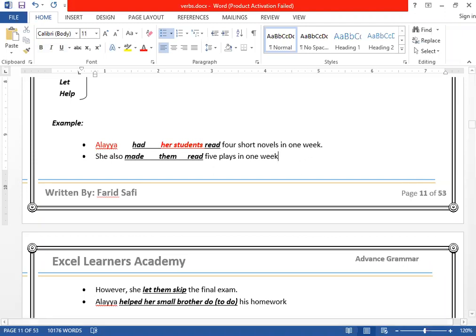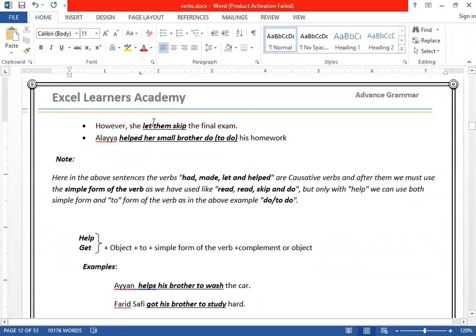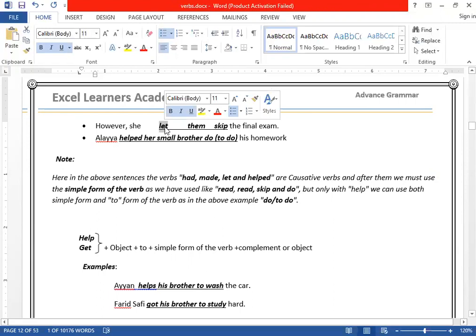Next example: she let them. She is the subject, let means allow. Let is causative. She let them skip the final exam. Which one is the causative verb? Let is the causative verb. Clear?